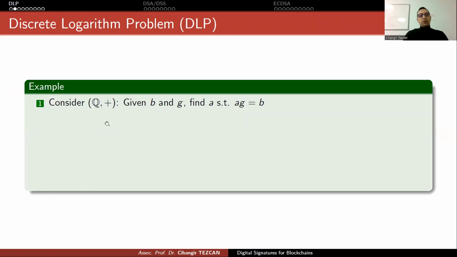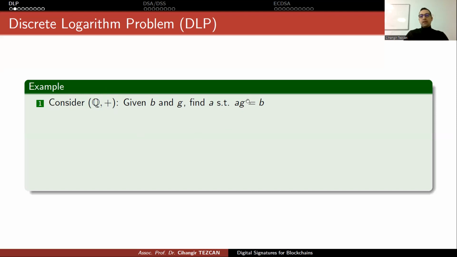So let's look at actual non-discrete examples to see how the group affects the hardness of this problem. Let's consider the rational numbers with addition as the group operation, okay? When I give you B and g, your aim is to find A such that A times g equals B. Since now I'm using the addition group operation, this is why we have A times g. I'm adding g to itself A many times, okay? In the multiplicative notation, this turns into g to the A.